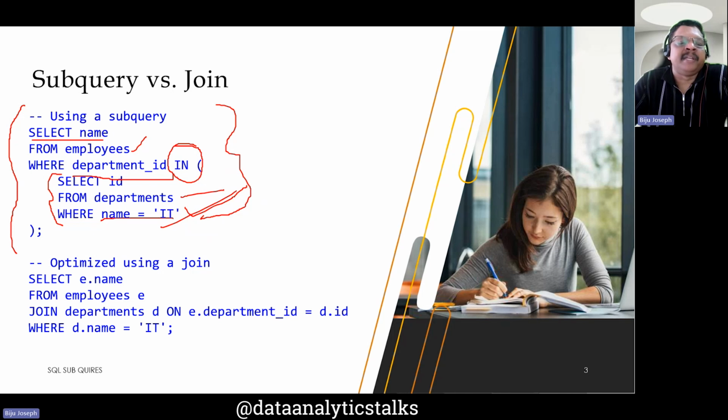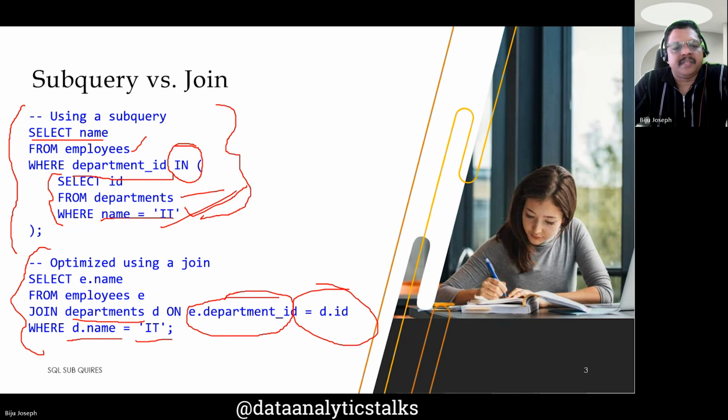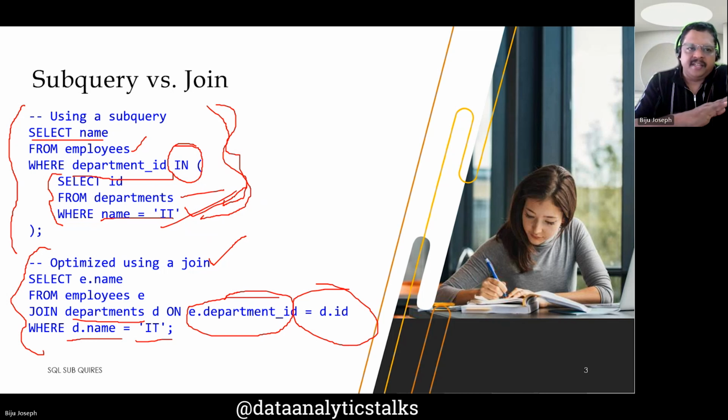The same thing can be implemented using a join. So select employee name from the employee table, join department on department ID in the employee table and ID in the department table, where department name is equal to IT. So which is efficient? The join is more efficient than the subquery. I hope you understand how to translate a subquery into a join.